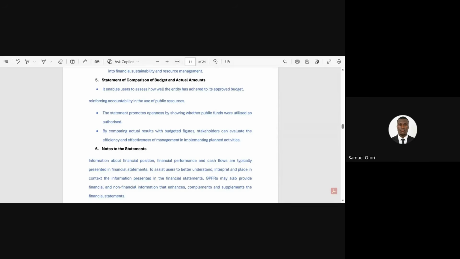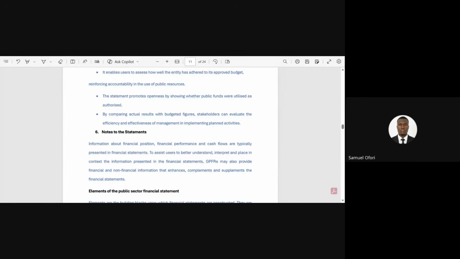And also the notes to the statement. Okay, so any information that is not presented in this statement will show in your notes. Sometimes now they show non-financial information there, like the standard being used, the method of depreciation being used, sustainability issues are all being included in the notes to the statement. Okay, the notes to the statement. All right.